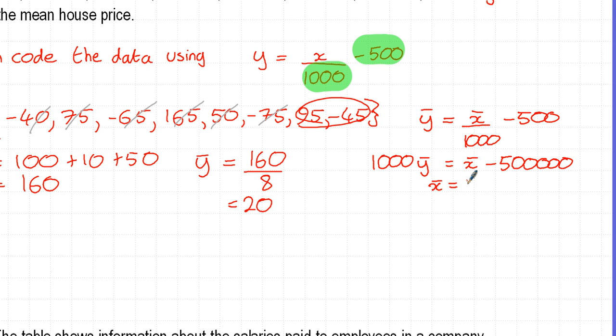So now we've got the X bar, it's 1000 Y bar plus 500,000, which is actually the same thing that we got before. The only difference was that 1000 was factorized out there. So that is telling us how we decode.